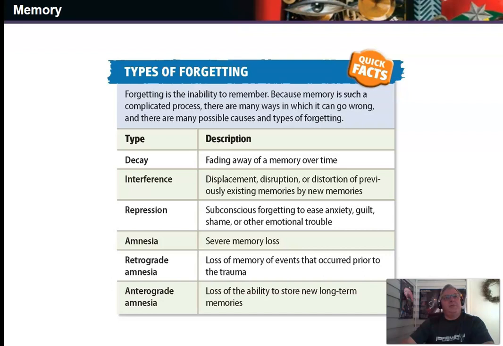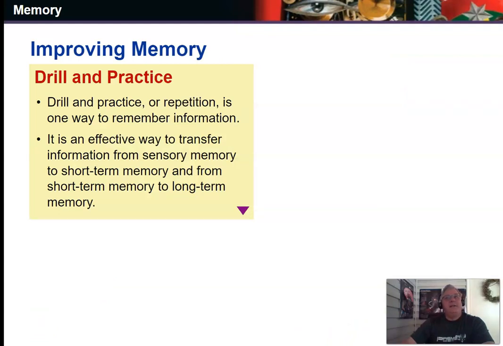Amnesia is a severe memory loss, and typically it's caused by some sort of trauma or injury. Retrograde amnesia is the loss of memory of events that occurred prior to the trauma. Anterograde amnesia is the loss of ability to store new long-term memories. If you saw the movie 50 First Dates, that's what she suffered from, anterograde amnesia, where she wouldn't remember anything after a certain date.